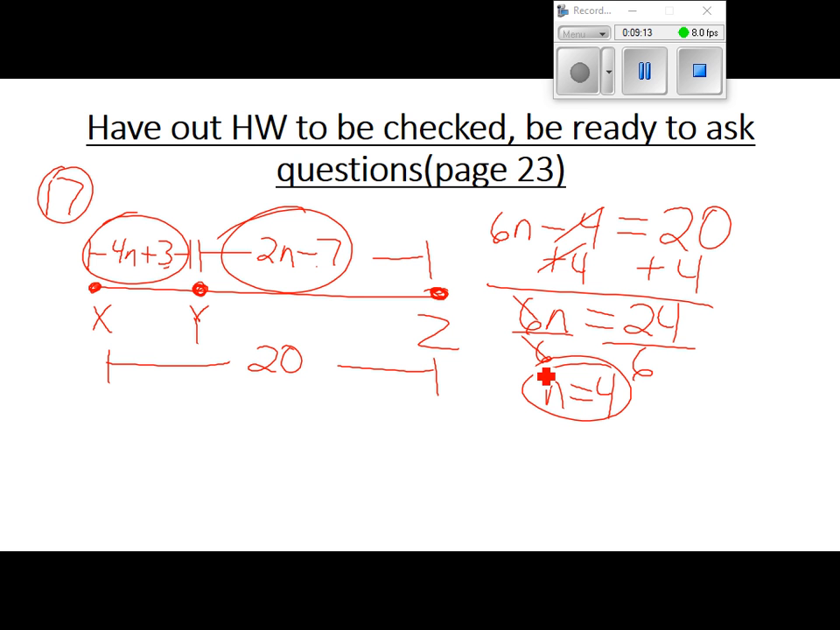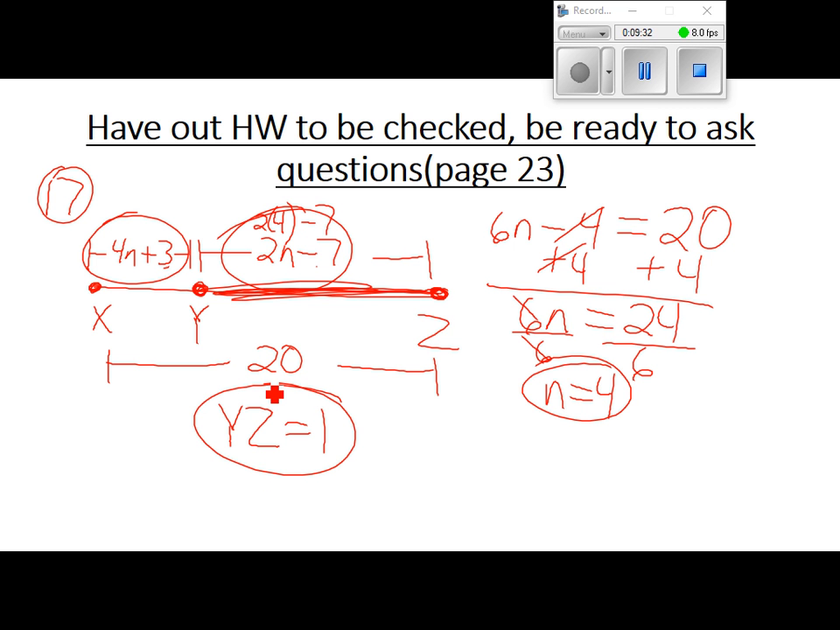And what's the other thing that they wanted us to do this time? Find YZ. That's right here. So I'm going to stick 4 in there. Again, you can stick all that right into your calculator. What's 2 times 4? Minus 7. So how long is segment YZ?